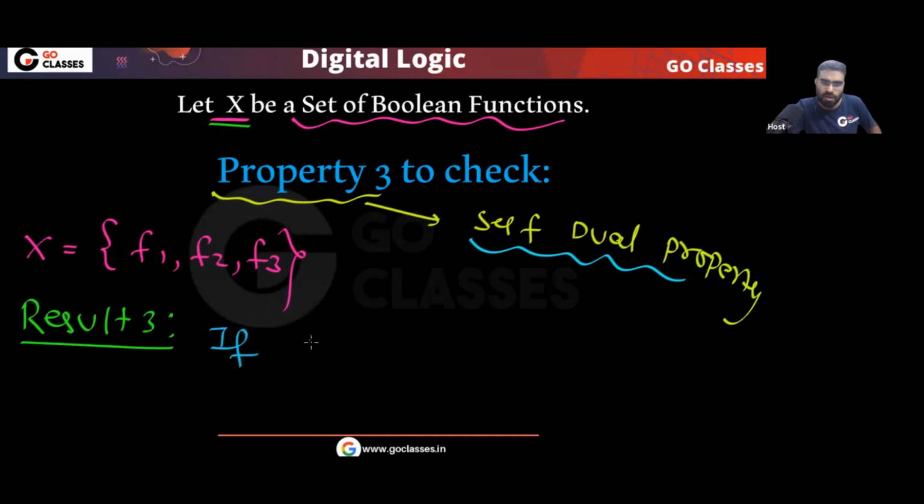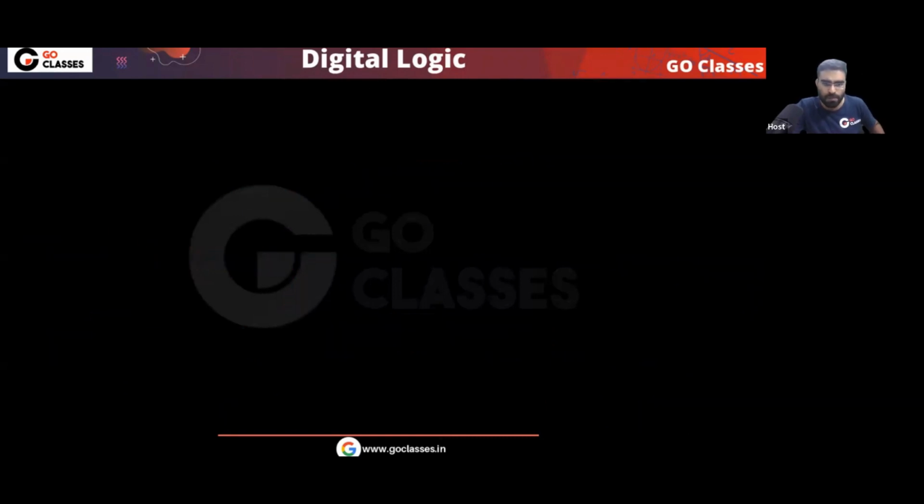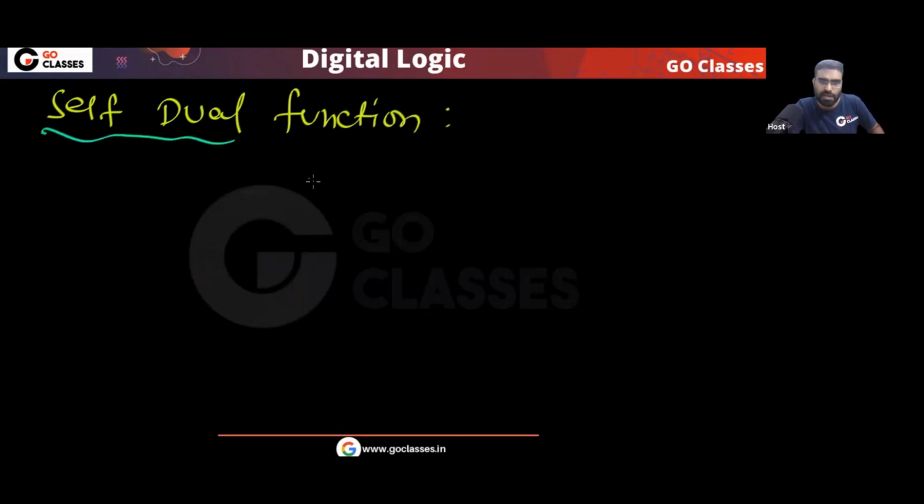Yes or no? If all functions in X are self-dual, then X is not functionally complete. Yes or no? And what is the definition of self-dual? Please tell me. Self-dual function means F is equal to F dual. Yes or no? That means function F is equal to F dual. This type of function is called self-dual.